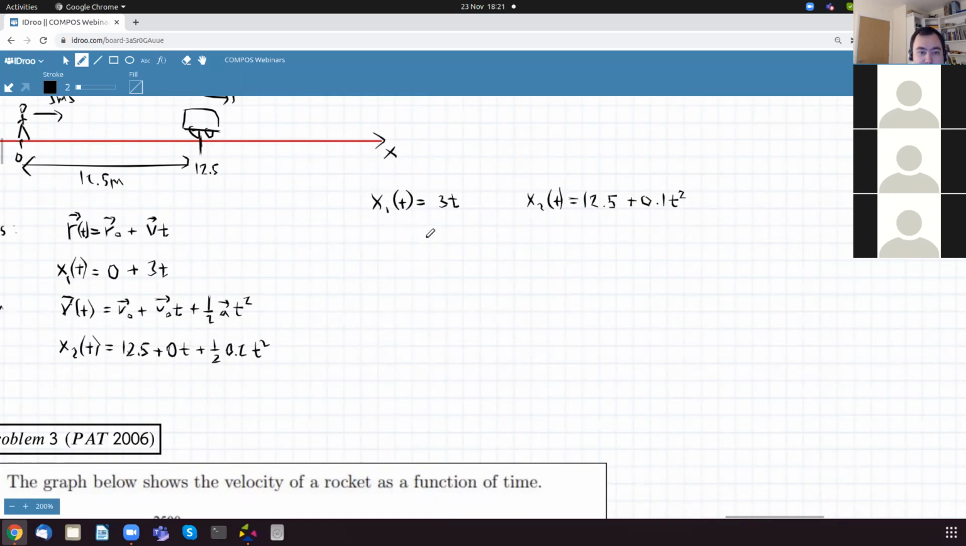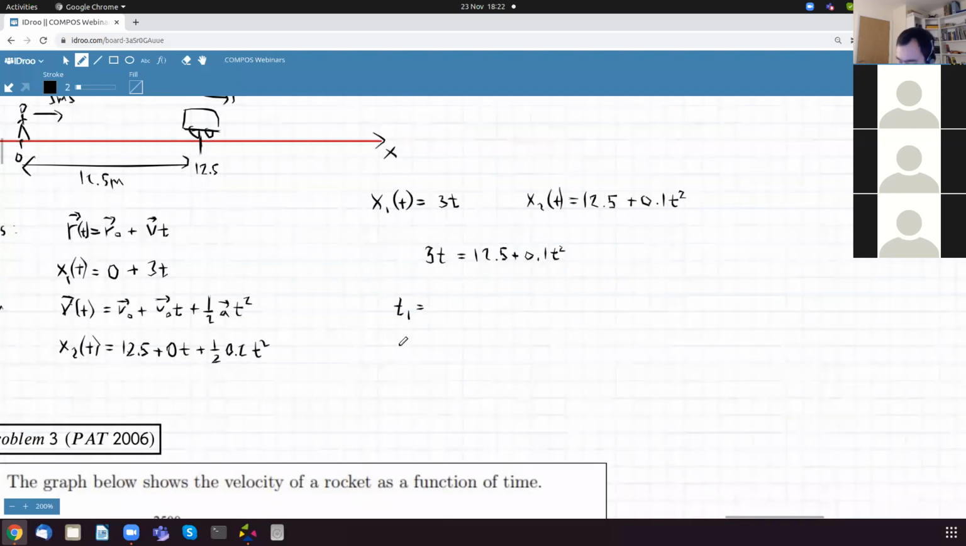So when they meet, that means x1 is equal to x2. So 3t is equal to 12.5 plus 0.1 t squared. Now, you can obviously do this with Suvat, the Suvat that you're all familiar with. But this is done through the equations of motion, and this gives you more flexibility. And now it's a quadratic equation. Now you solve the quadratic. You all know how to solve quadratics. I won't show you.